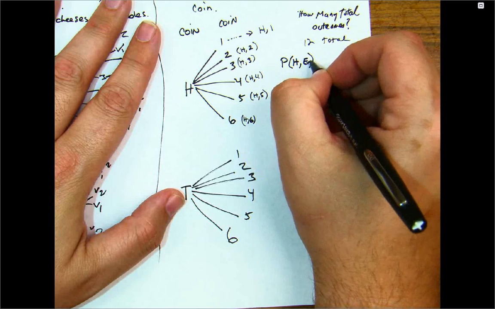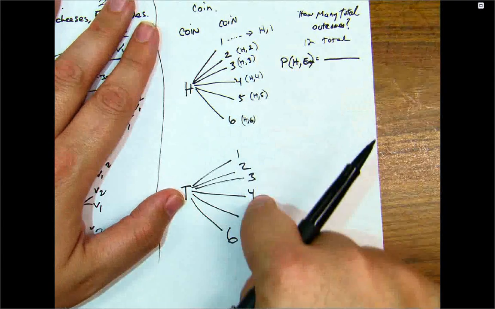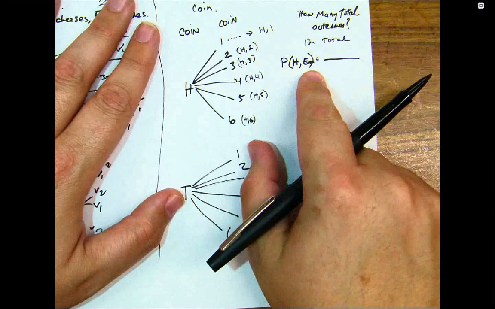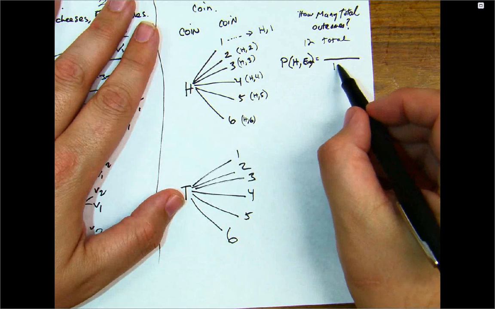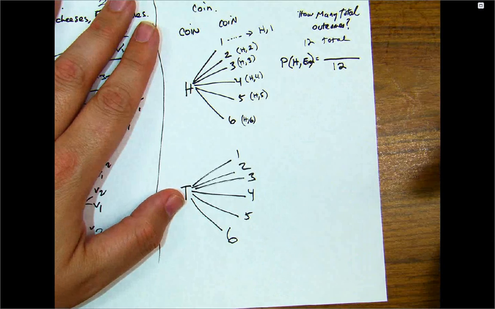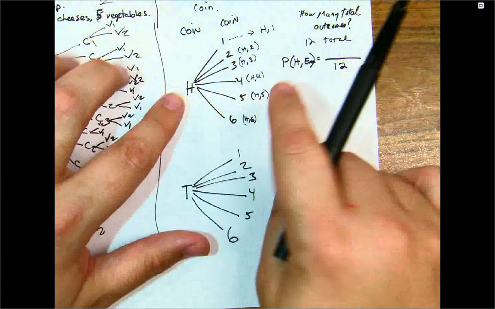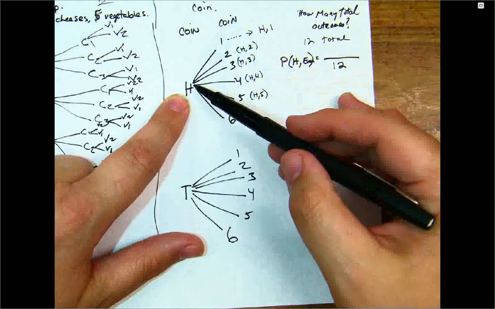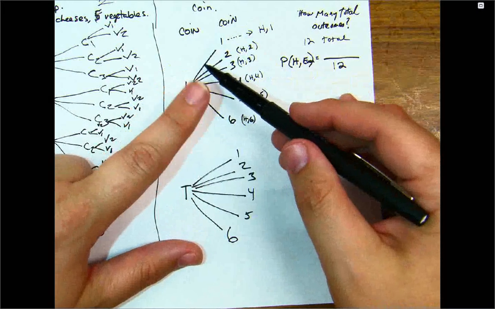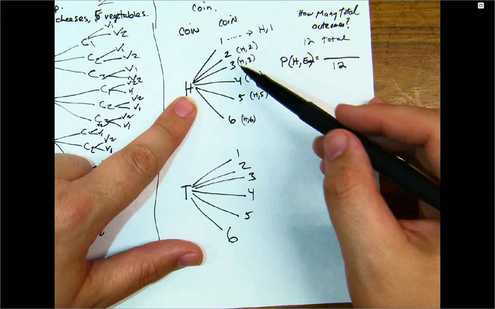How about the probability that we got heads and an even number? Well, how many total are there? There's 12 total. How many answers? Well, if we flip the coin and we got heads, we're up in this branch. How many of those numbers are even? 3. So 3 out of 12.